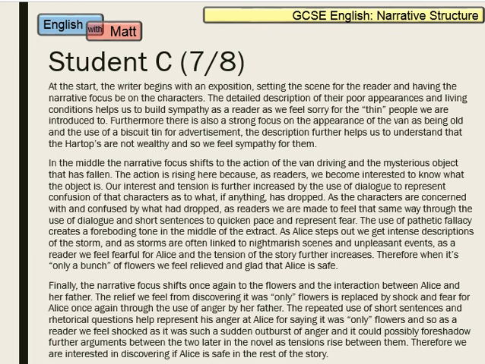Finally, the narrative focus shifts once more to the flowers and the interaction between Alice and her father. The relief we feel from discovering that it was only flowers is replaced by shock and fear for Alice once again through the use of anger by her father. The repeated use of short sentences and rhetorical questions help represent his anger at Alice for saying it was only flowers, and so as a reader we feel shocked as it was such a sudden outburst of anger, and it could possibly foreshadow further arguments between the two later in the novel as tensions rise between them. Therefore, we are interested in discovering if Alice is safe in the rest of the story.